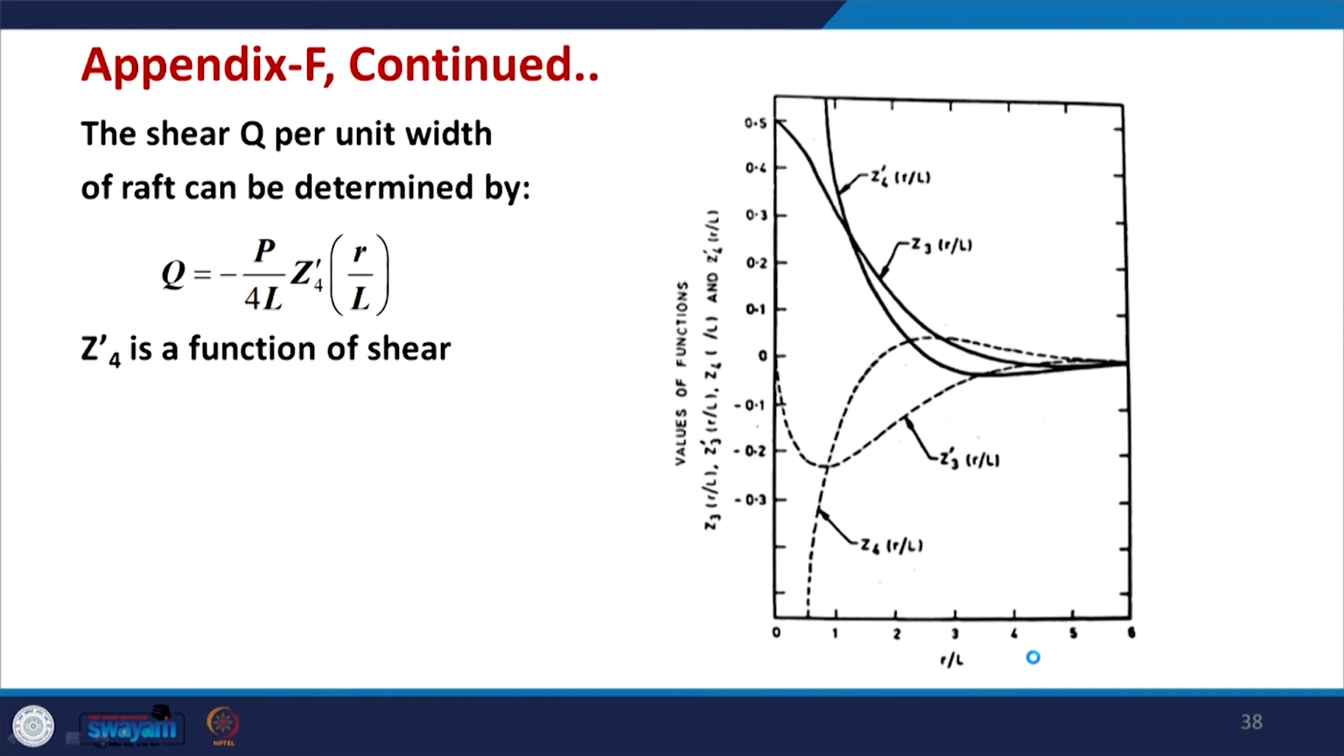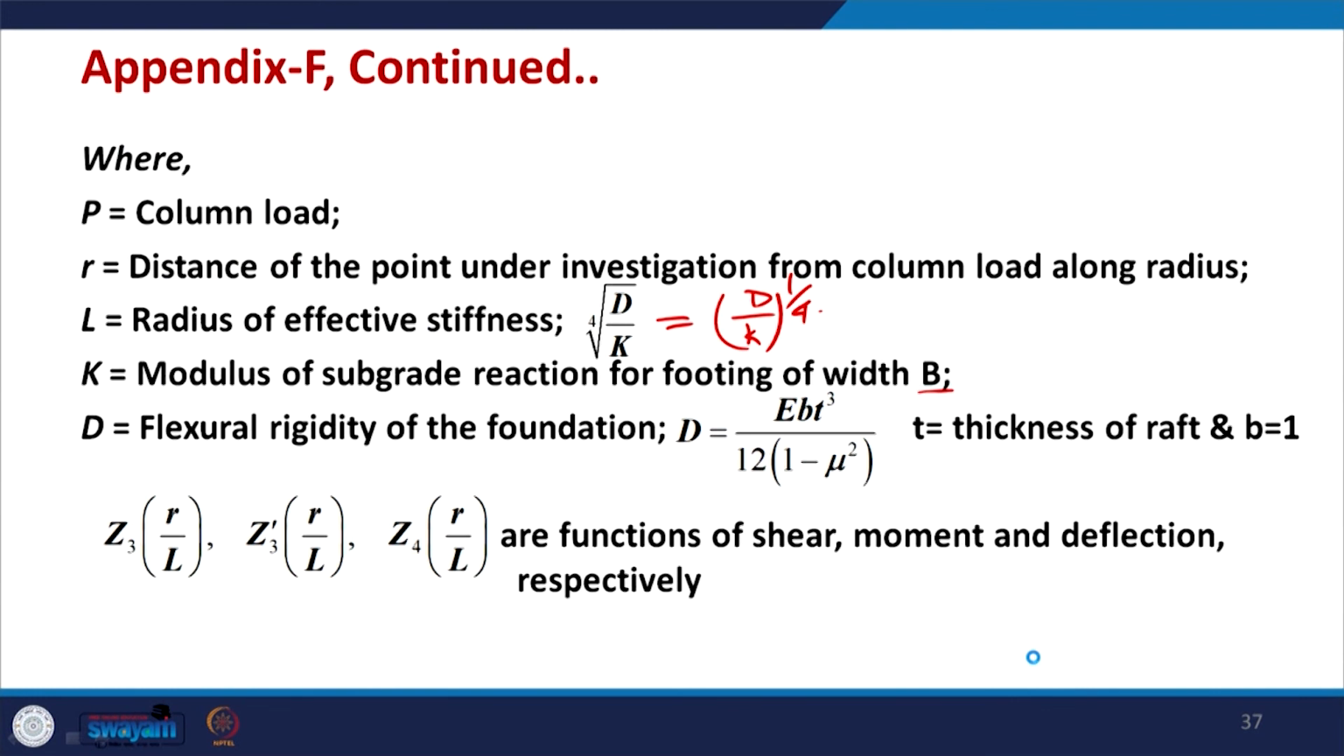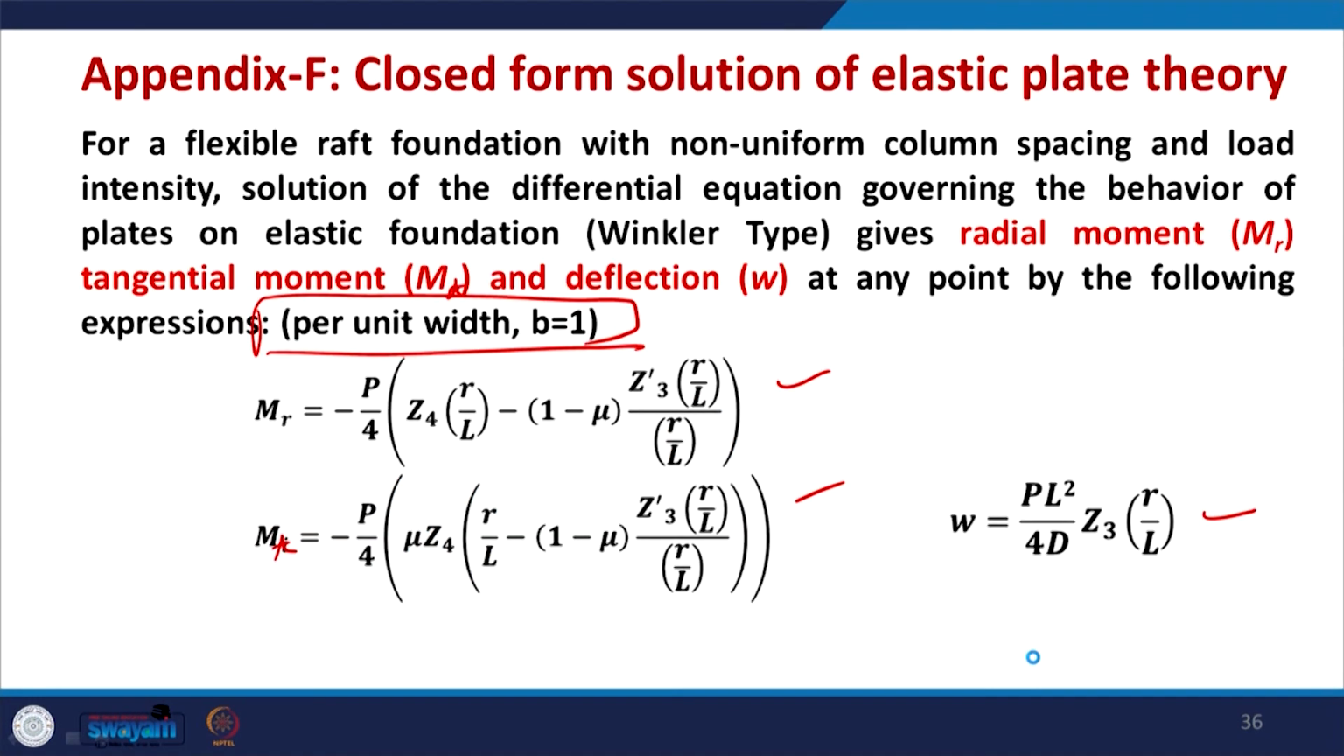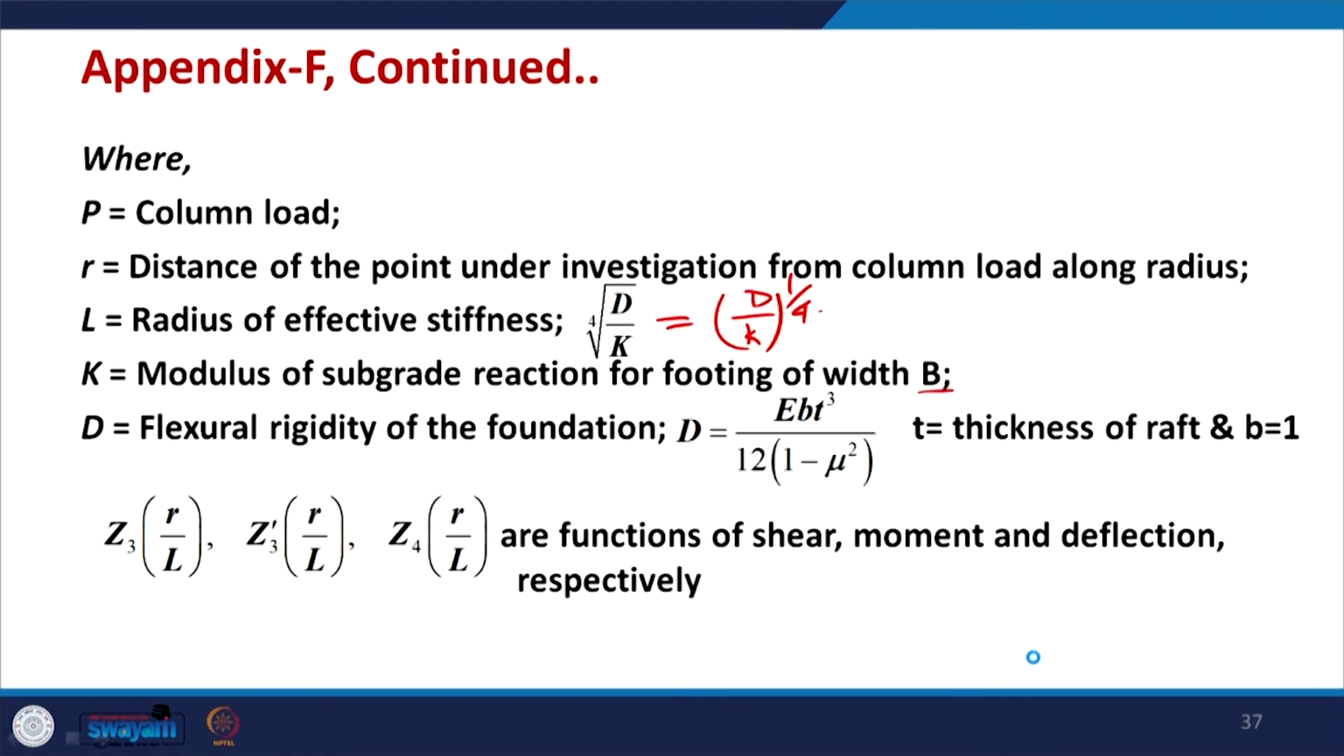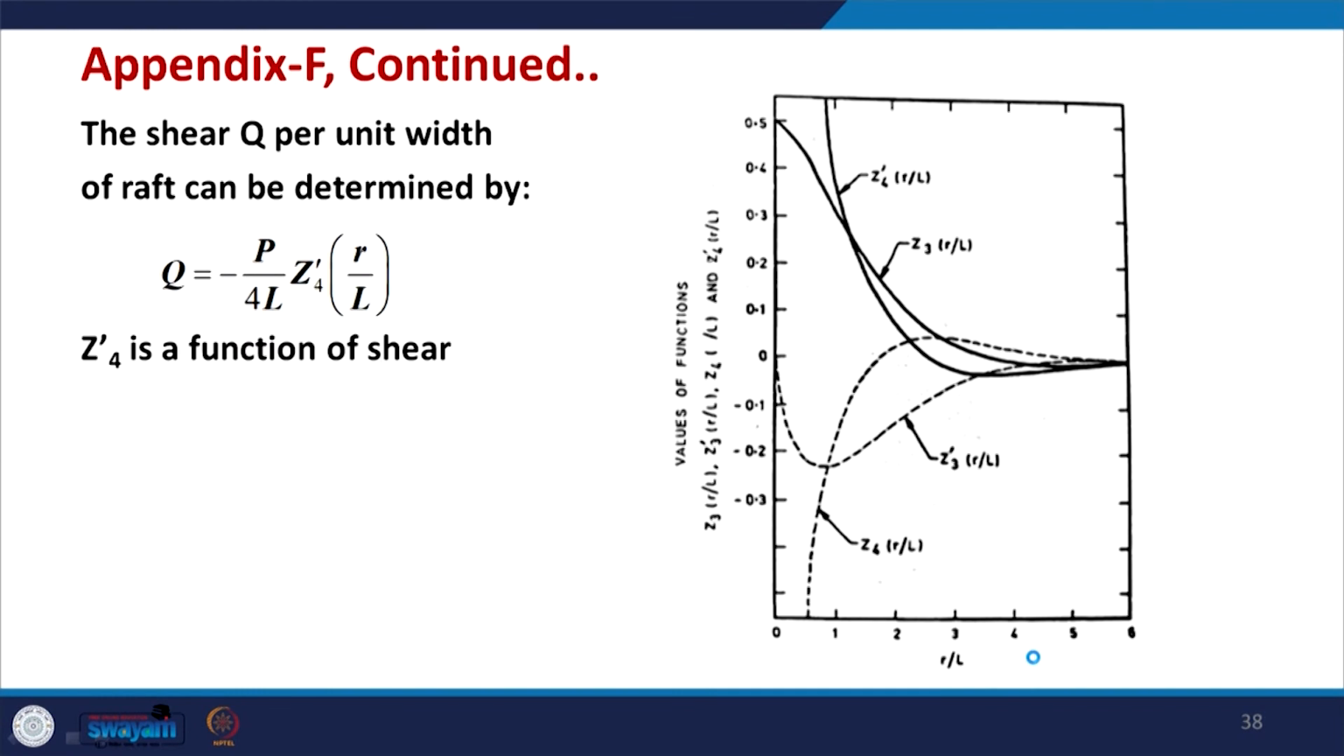Now, Z3, Z3 prime, Z4 are given on the next slide, that is how to find them. Before that, this is for the moments; these two equations are for moment and the third equation is for deflection. Now, the fourth equation is for the shear. The shear Q per unit width of raft can be determined from this relation, where P and L are already defined and Z4 prime is given. So, there are four functions: Z3, Z3 prime, Z4 and Z4 prime.